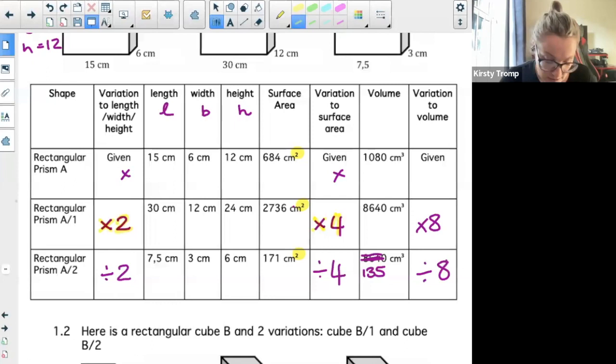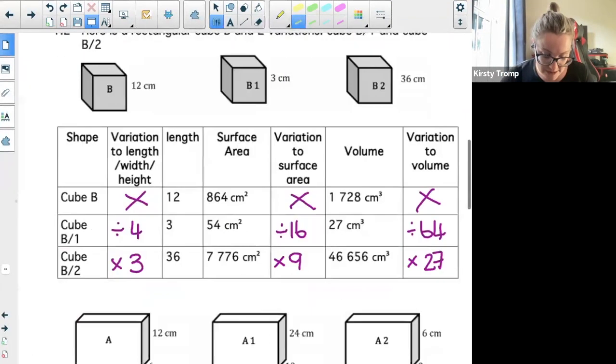Now, let's look at the next one. When we were dividing by 2, making everything smaller by 2 each time, what did we notice about the surface area? Surface area is always squared, hey? So what's 2 squared? 2 squared is 4 again. Let's look at the next table and see if we recognize the same thing.